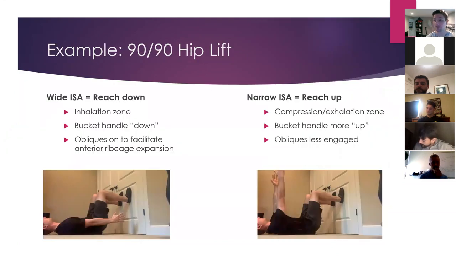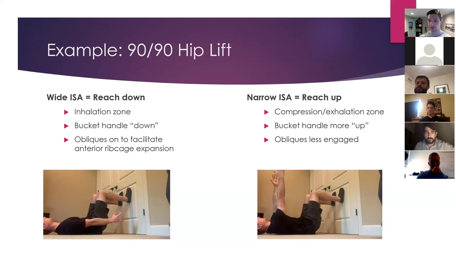So going back to that very basic example, a wide infrasternal angle individual in a 90-90 hip lift would probably benefit from reaching down. Why? Because that's in more of that inhalation zone. The bucket handle is going to be down more so, and you're going to allow the obliques to kick on more here in this position, because that downward reach helps facilitate that ribs down. For a narrow ISA, I'd have them reach up, and we'll get into why that reach is good for getting expansion anteriorly in a couple of weeks.